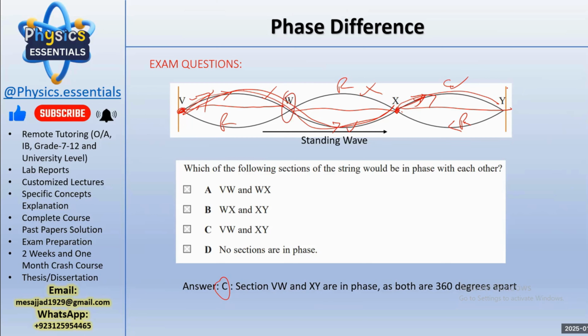Similarly for W and X, W and Y, you can see. So if W is in phase with X and W is in phase with Y, it means VW is in phase with XY. Therefore, the option is B.